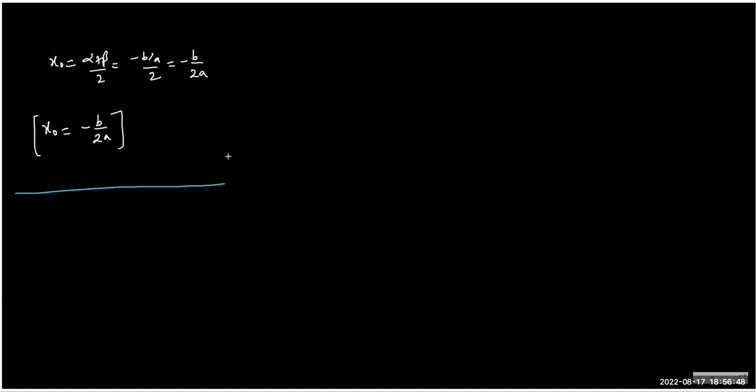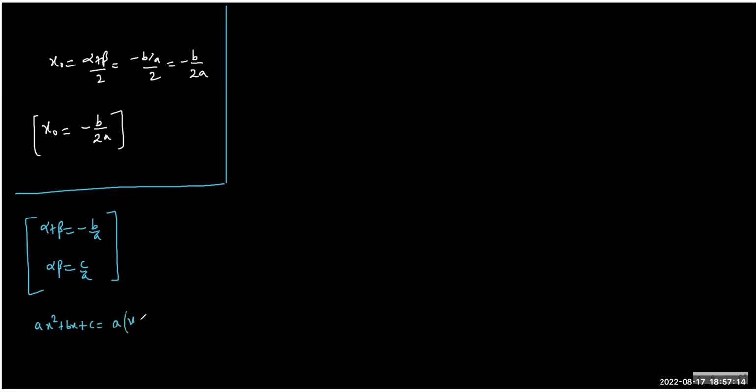What you are supposed to remember is three things. First, the sum of the roots is minus b by a. The product of the roots is c by a. And the third thing is, every quadratic equation, if alpha and beta are roots, can be written as a times (x minus first root) into (x minus second root). Is this clear?